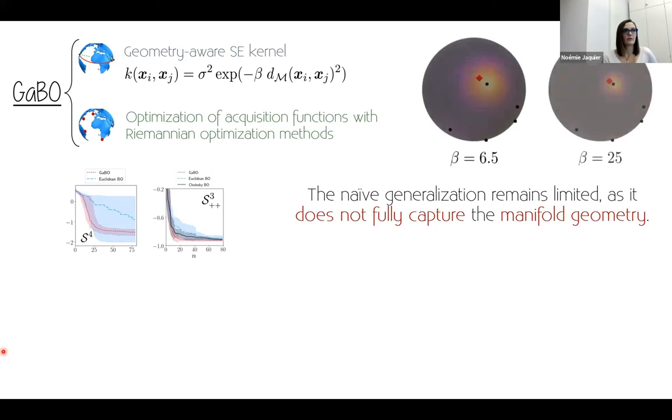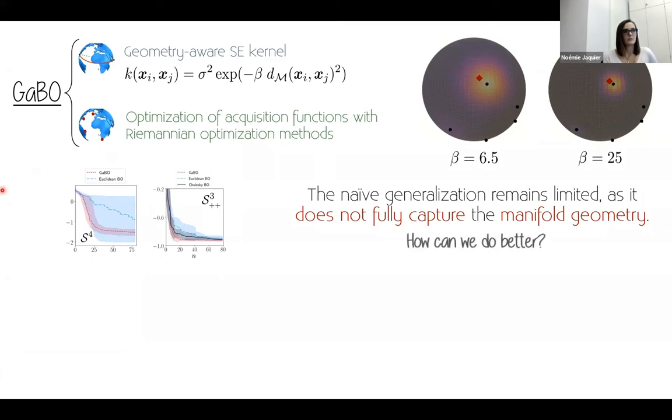However, this naive generalization of the kernel still remains limited. For example, as we have this beta mean, it means that we are not able to represent functions that are varying in a slow manner. This is typically the limit of what we can have on the sphere S2. We cannot represent functions that are varying more slowly than this. Because of that, this generalization is limited and it doesn't fully capture the manifold geometry.